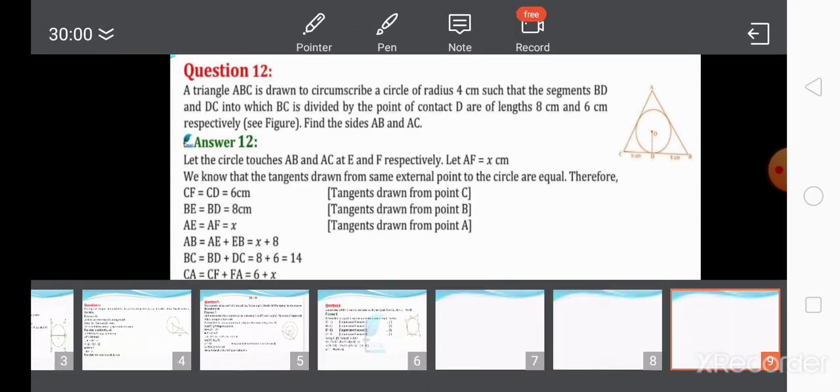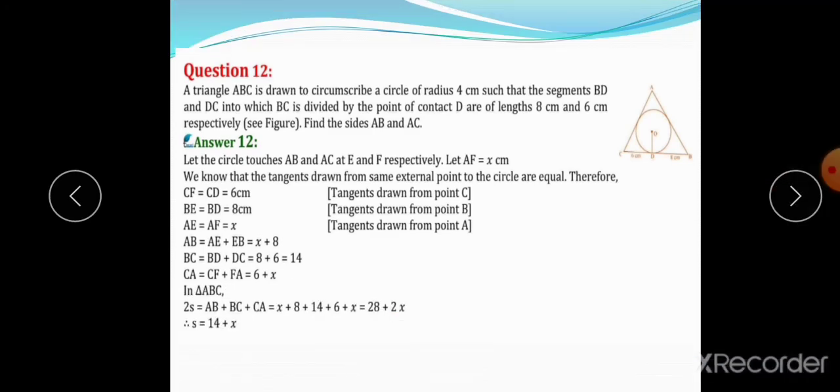For this one, first, as we know, all three sides are tangents. It's a triangle and this is a circle drawn to circumscribe a circle of radius 4 centimeter, such that the segments BD and DC, where OD is the radius, are given as 8 centimeter and 6 centimeter.